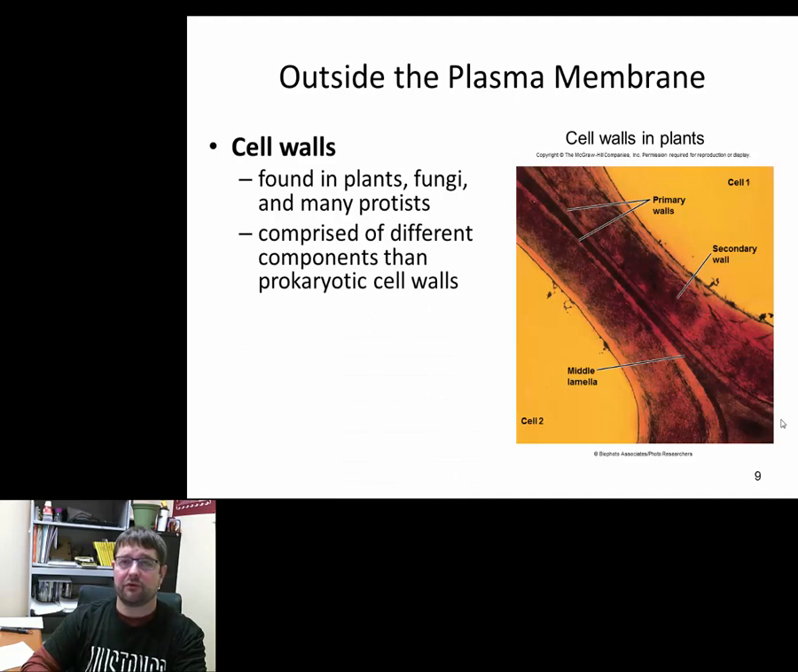And like I said before, when we were talking about prokaryotes versus eukaryotes, I said that prokaryotes will have a plasma membrane and a cell wall, and eukaryotes will have a plasma membrane and a cell wall. The two cell walls are very different. Okay? The cell walls of plants and fungi and protista are made of carbohydrates in the form of cellulose.